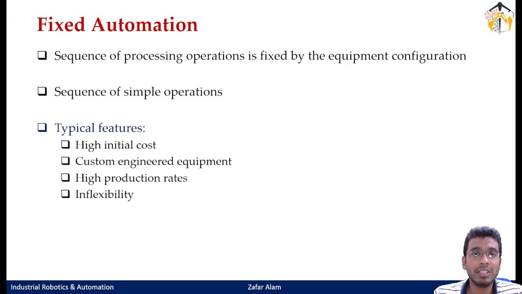For example, I'm talking about batch production. Suppose I say, now I have started to manufacture product A, and I want to replace it with product B, but product B has two or three different processes before it can actually be called a product or before it is finalized.